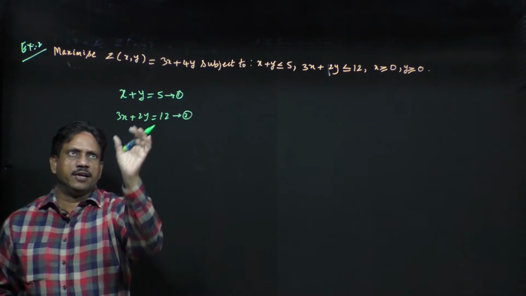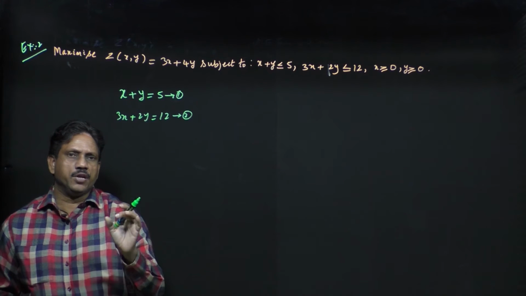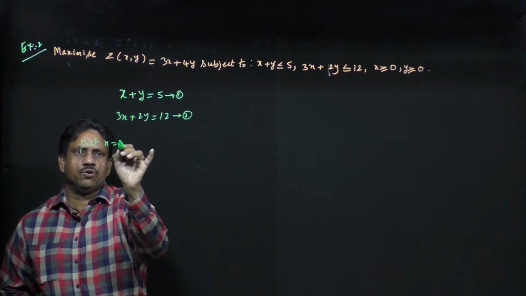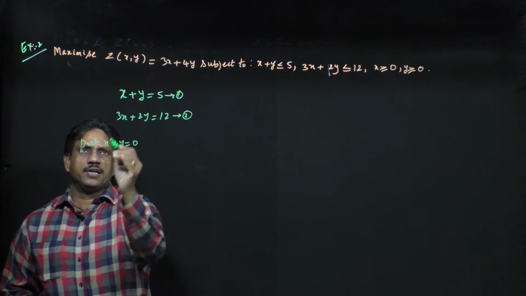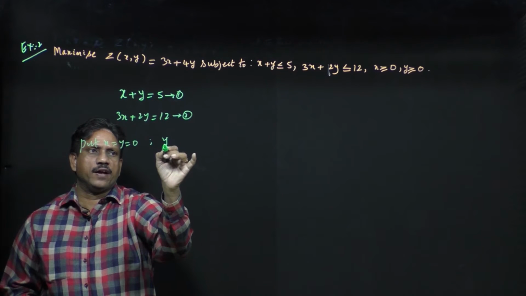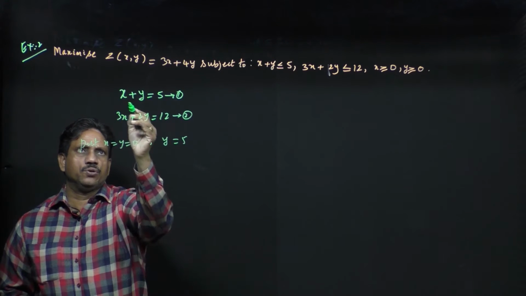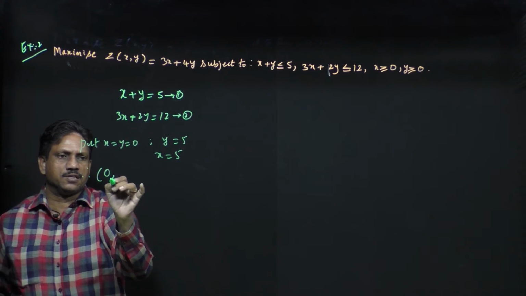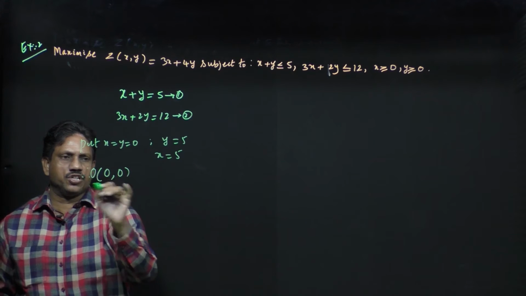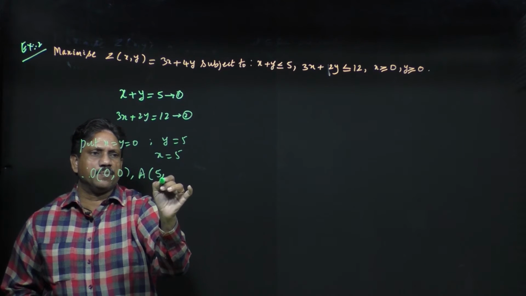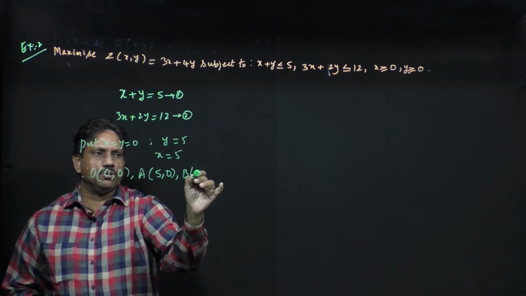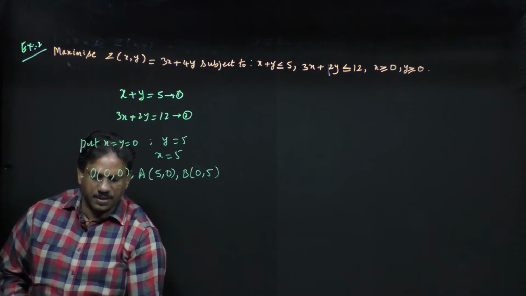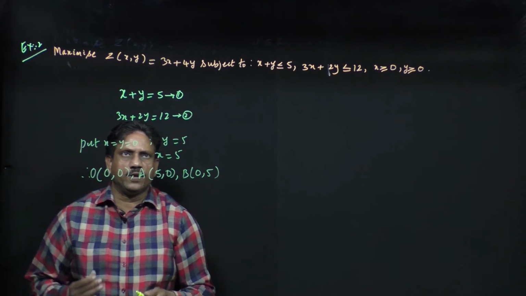Now we are going to calculate where this first line is going to meet the coordinate axes. For that, you put x equal to 0, y equal to 0. By putting x equal to 0, you will get y equal to 5. By putting y equal to 0, you will get x equal to 5. So the points on the axes are 0, 0, which is the origin, A is 5, 0, and B is 0, 5.